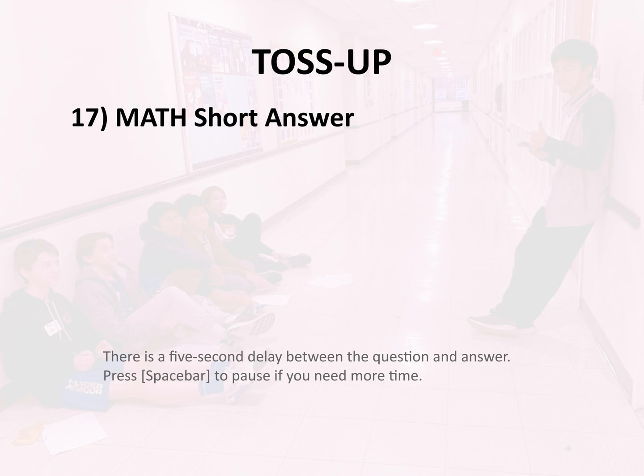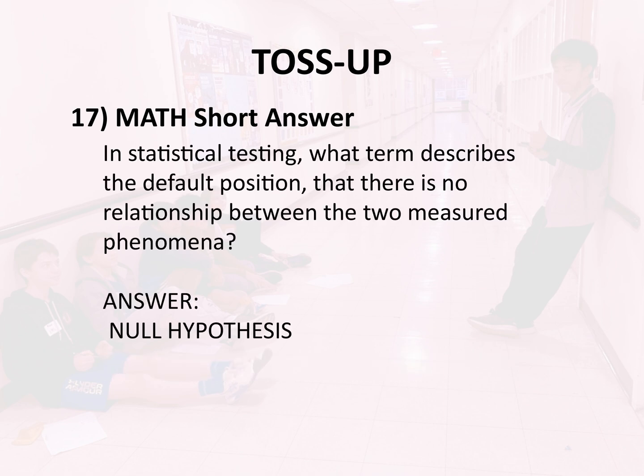Toss-up 17. Math. Short answer. In statistical testing, what term describes the default position that there is no relationship between the two measured phenomena? Answer. Null hypothesis.